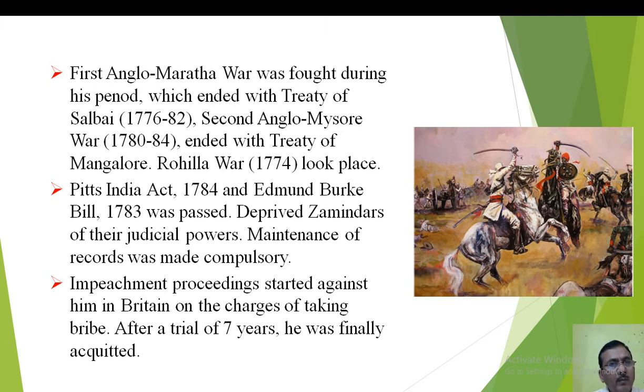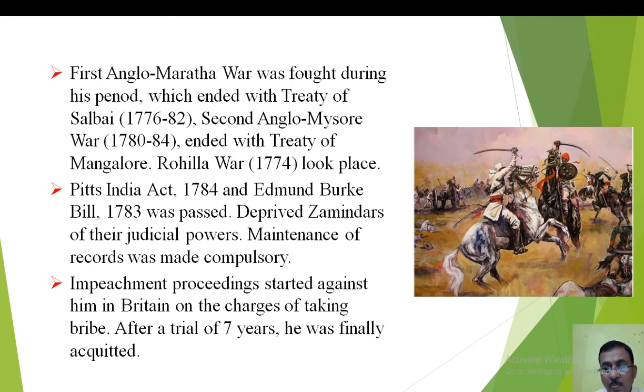You need to memorize the salient points related to Warren Hastings when he became the Governor General of Bengal. It ended with the Treaty of Mangalore, that is the second Anglo-Mysore war. The Rohilla war also took place during his tenure. Thereafter, Pitt's India Act came into existence in 1784, and the Edmund Burke Bill was passed. It deprived zamindars of their judicial powers, and maintenance of records was made compulsory. These were the administrative reforms taken during the tenure of Warren Hastings.